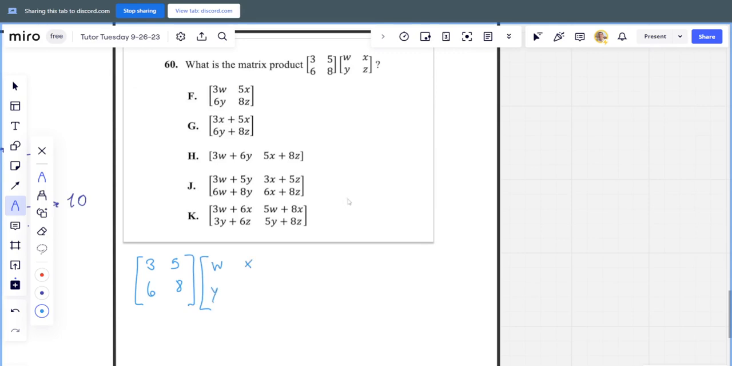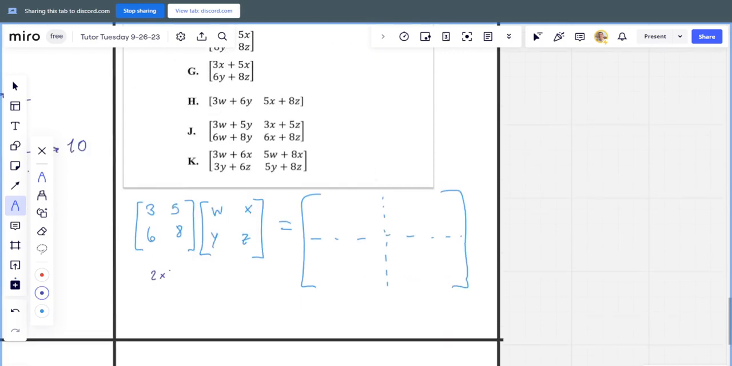W, X, Y, Z. So I noticed that this one has 2 rows. This one has 2 columns. So the final matrix should also be a 2 by 2. And I'm going to draw it pretty big to leave some space for computation. We're going to have 4 elements here in this new 2 by 2 matrix. And I can maybe label that right here, a 2 by 2 matrix multiplied by another 2 by 2 matrix. We're going to take those two numbers as our final dimensions, and this one's also going to be equal to a 2 by 2 matrix.